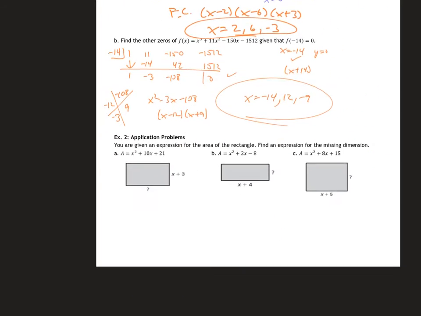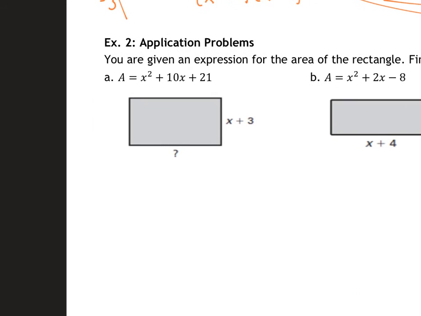All right, so some applications. Look at these rectangles. These are the ones you're going to see. I give you one side, I give you the area. So remember, area is length times width. So the long way, I got x squared plus 10x plus 21 is the area, equals the length times whatever that width is.